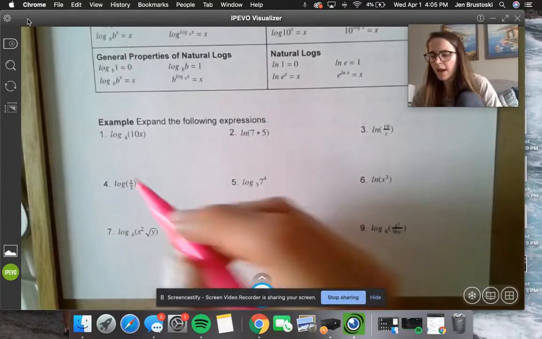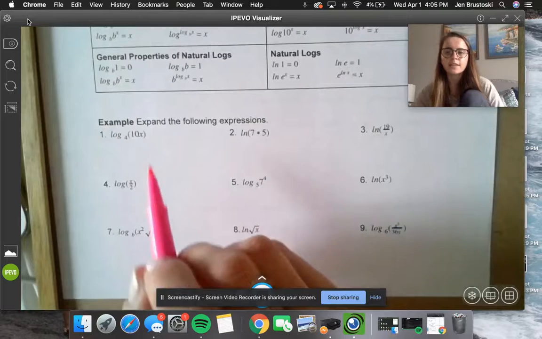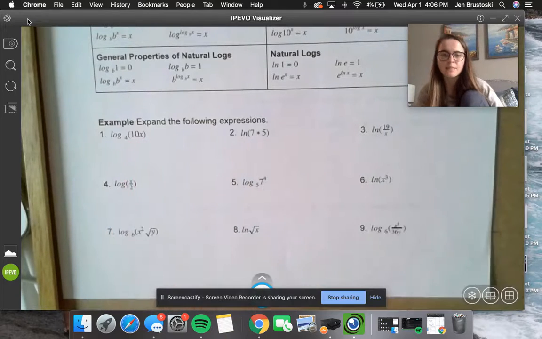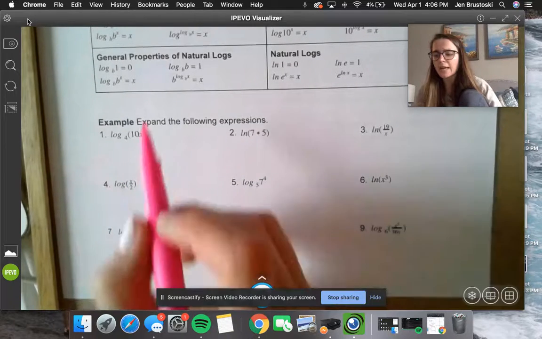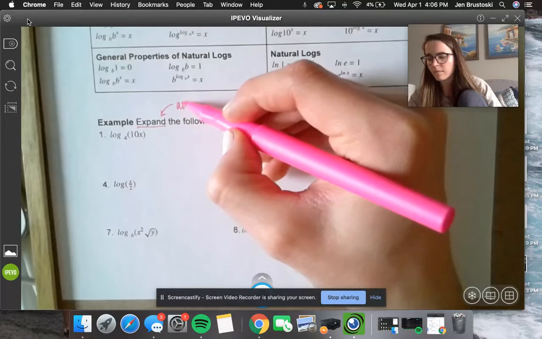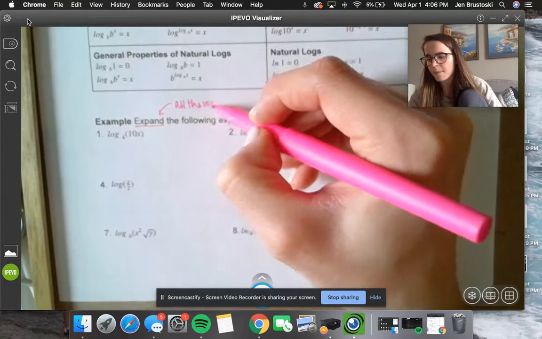Okay, so I have log base 4 of 10x. Something I want you to keep in mind is that the base really doesn't matter. It doesn't influence how we go about doing these problems. The rules stay the same. So if we have 10 times x, and it asks us to expand, we want to expand all the way, no matter what.